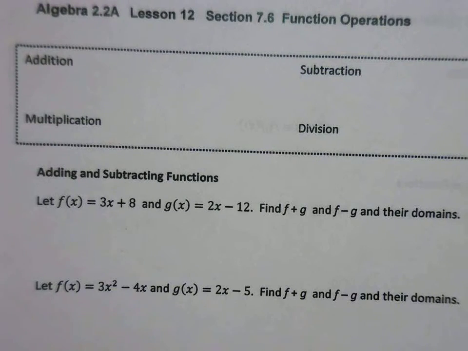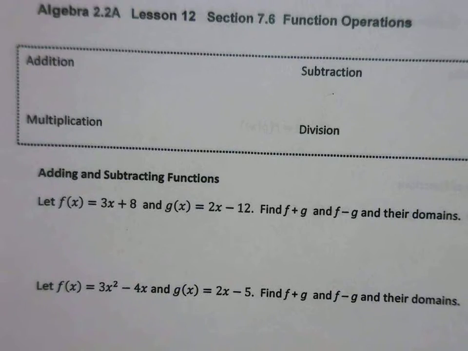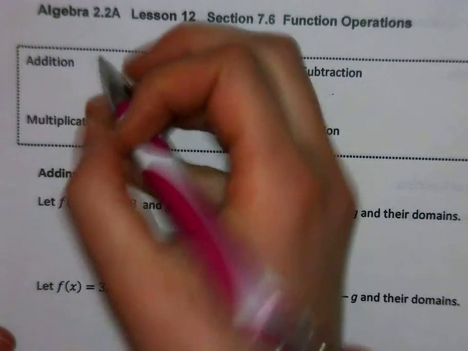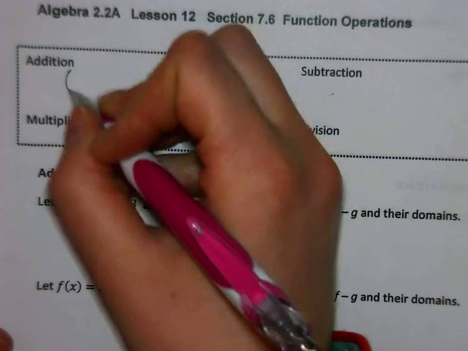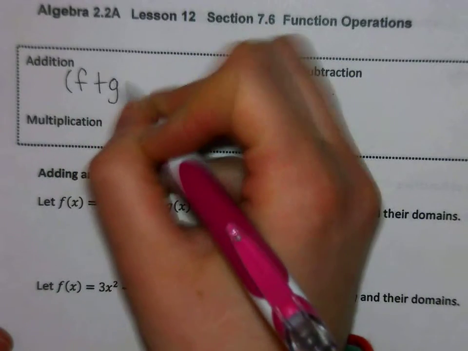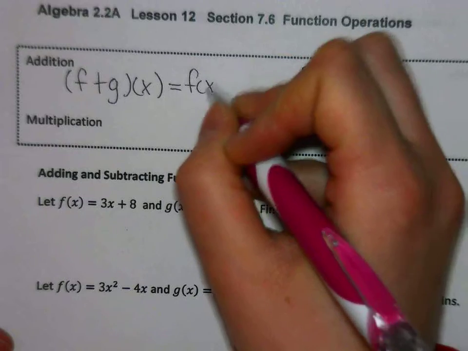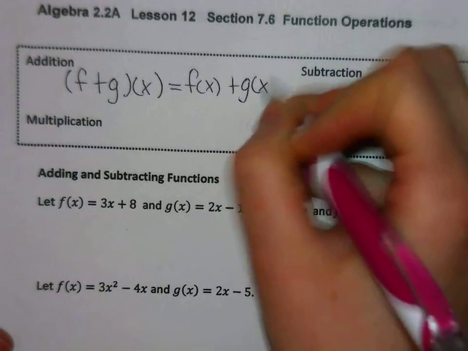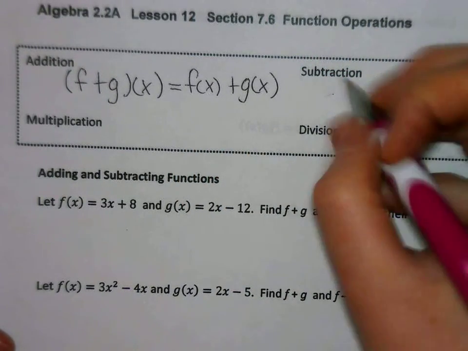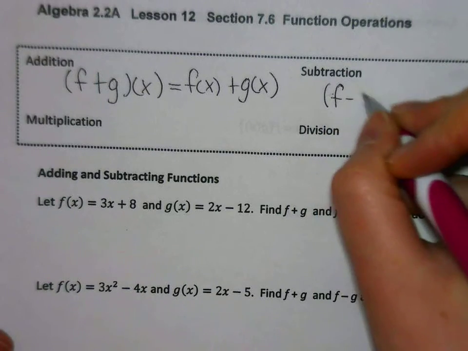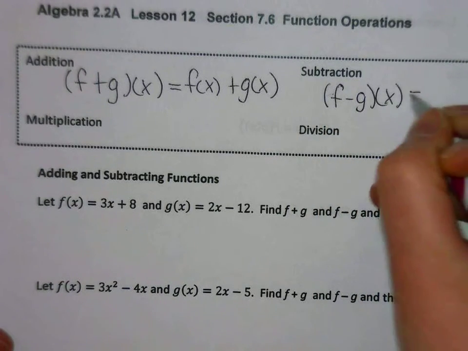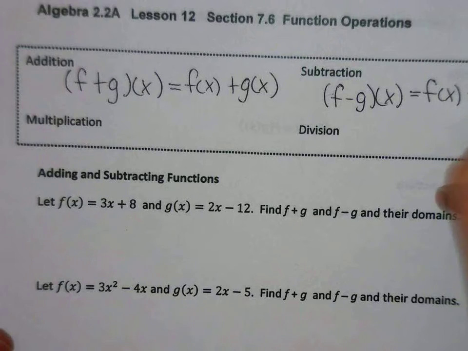Today we're going to start to take a look at function operations, and we're going to look at how we can add, subtract, multiply, and divide. So let's look at an example. If we have addition, we have f plus g of x. That's going to equal f of x added to g of x. Subtraction, if we have f minus g of x, that's going to equal f of x minus g of x.